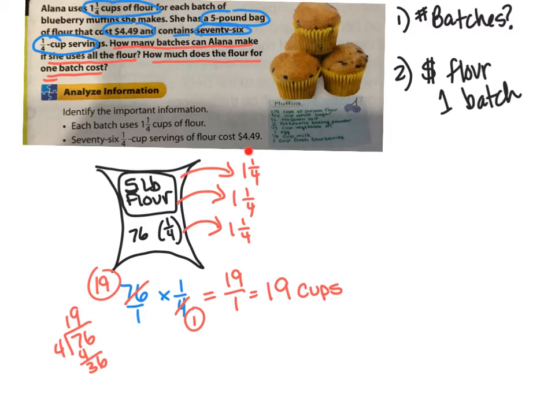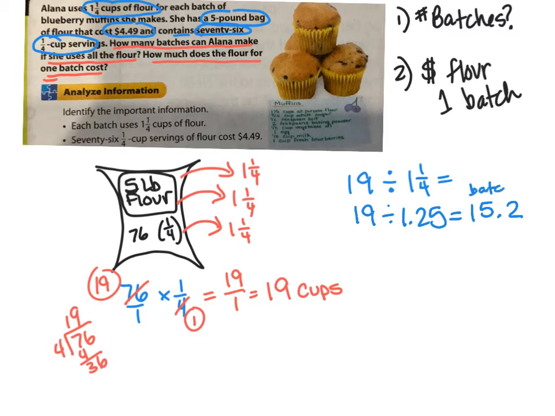Each batch that she's making is 1 1/4 cup. So I'm doing 19 cups divided into 1 1/4 cup until I run out. 19 divided by 1 1/4, I'm repeatedly taking out 1 1/4. Let's use that trick so you could use your calculator. You know that 1/4 is 25 cents, so that is 1 1/4 or 1.25. 19 divided by 1.25. Run it on your calculator. And you've got 15.2 batches. These are representing how many batches we can make.